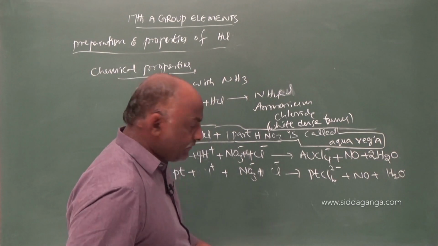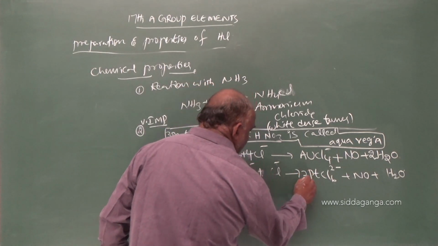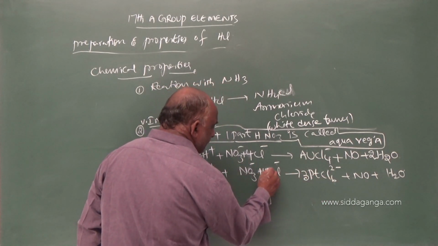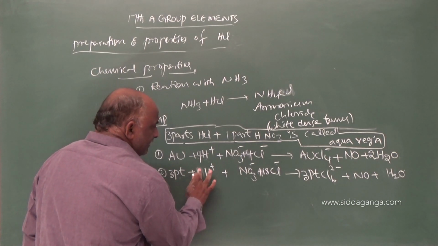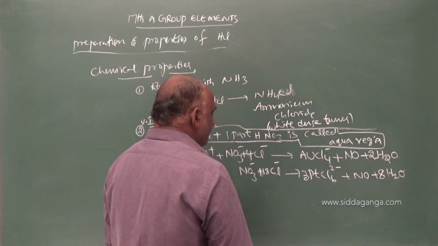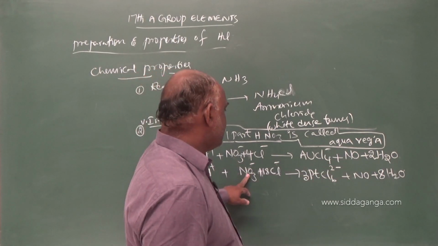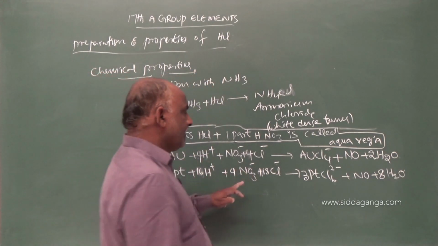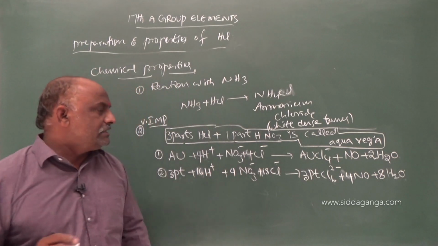So here you will take 3 platinum, 3 sixes are 18 Cl minus, and here not 4H plus, you will take 16H plus, and here 8H2O. Then you will get 8 oxygens and 3 oxygens. Here 4 NO3, 4 threes are 12. Here 4 NO, 4 plus 8, 12. Right. This is a balanced equation, my dear students.